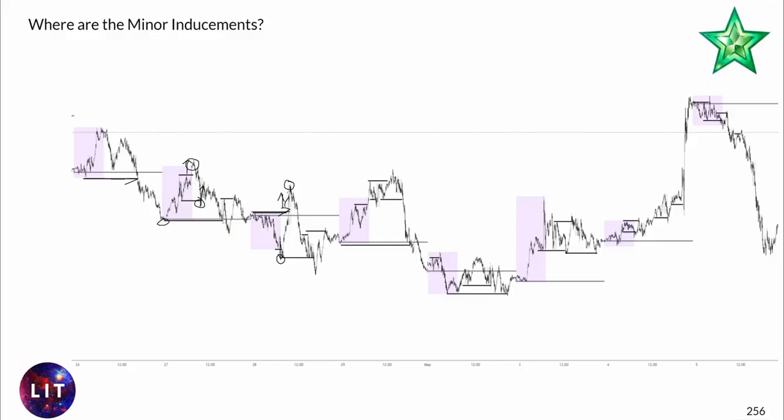And again, look at the momentum. Look at the way that we induce it. Same here. Same day structure. So this is a minor inducement. But again, look at the momentum, and then we trade away from it.